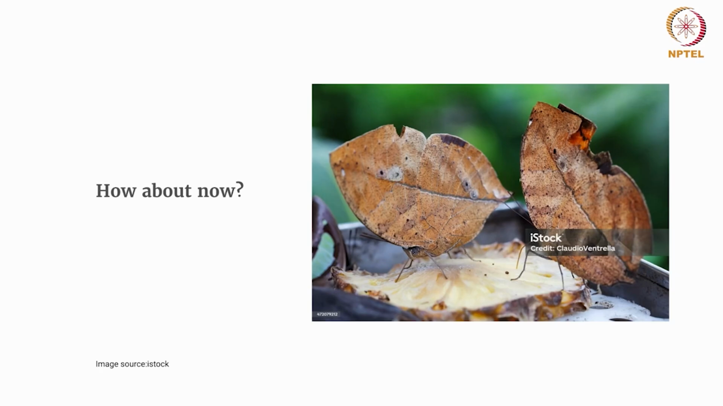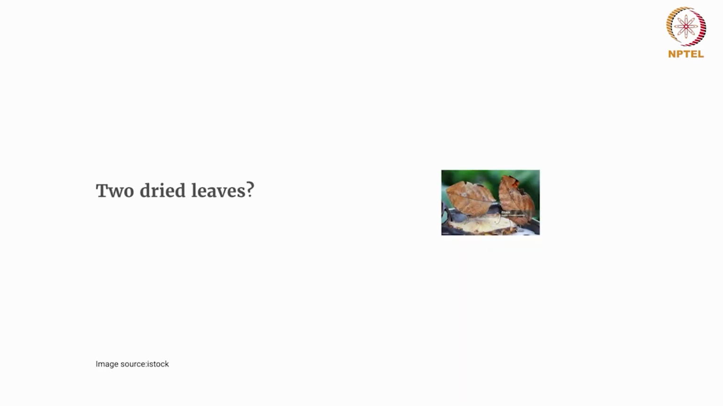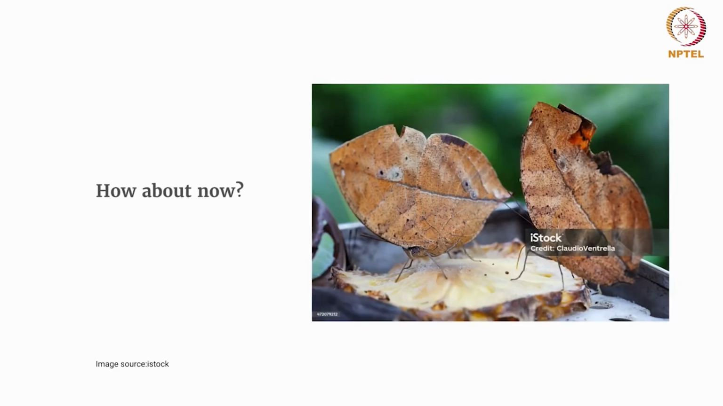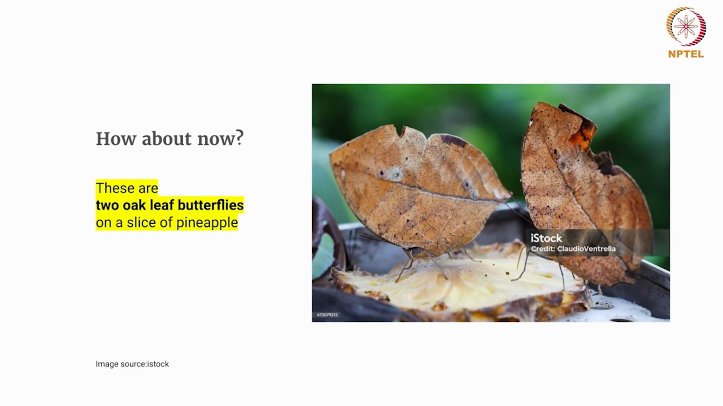Initially, when we saw this in a smaller segment, your brain had already processed it as two dried leaves. But suddenly, when you see the details of this image, there is a difference in perception. So what's happening here? These are two oak leaf butterflies. As you can see, the antenna, the legs, and the overall wings of the butterfly, on a slice of pineapple, by the way.